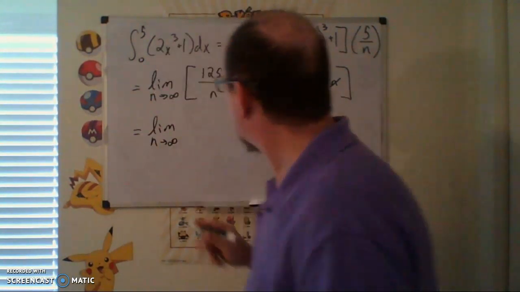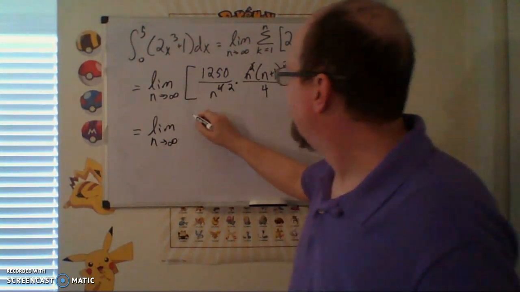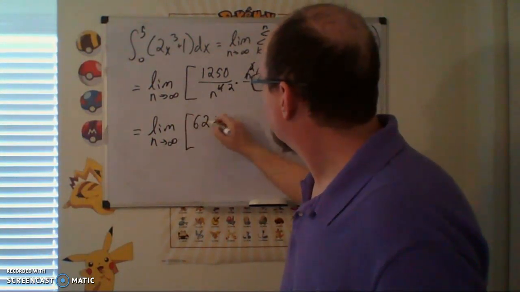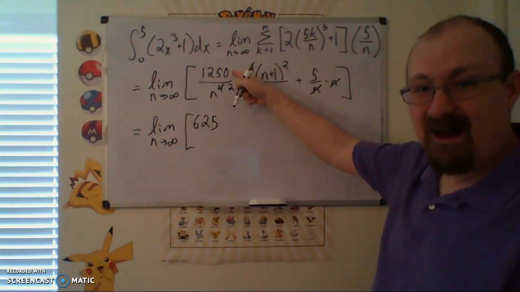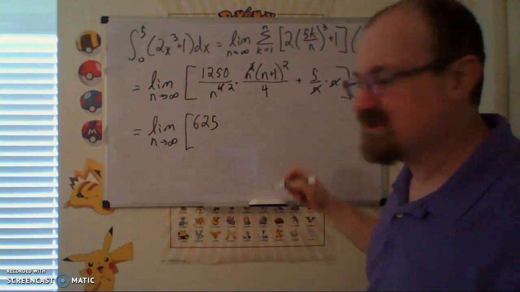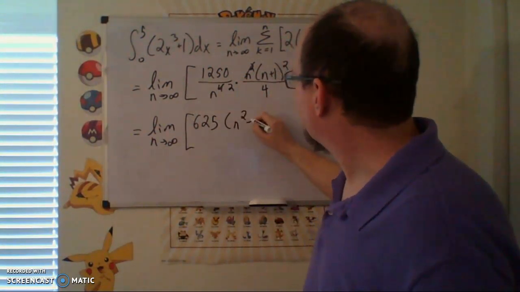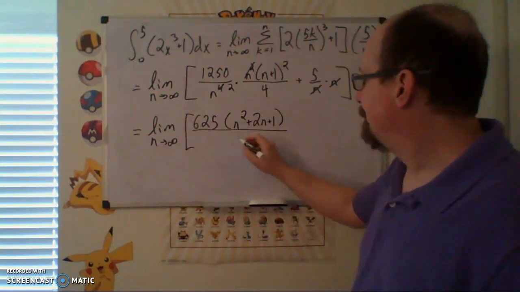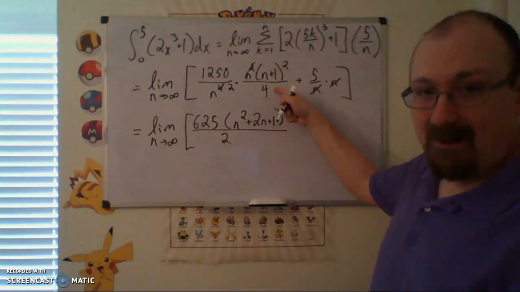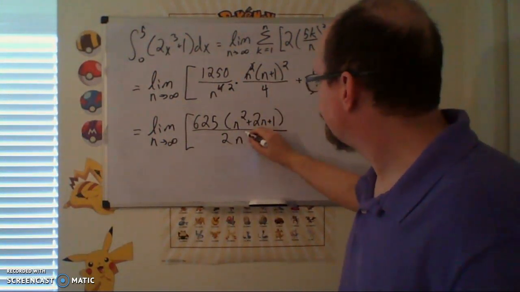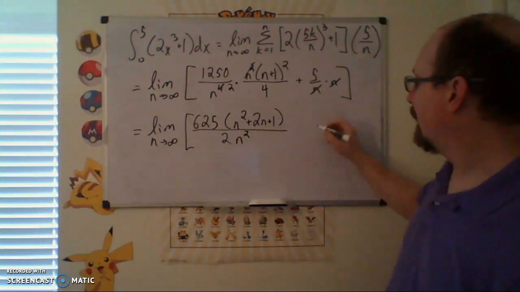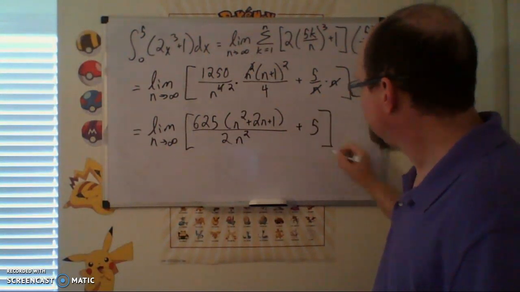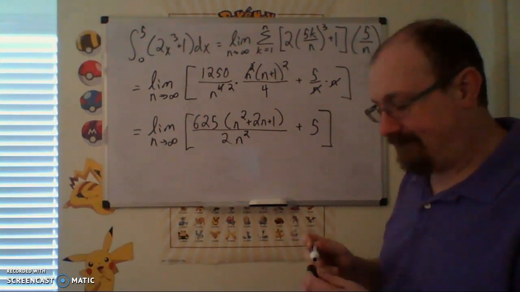Now, I'm going to expand some of this stuff. So again, 1250 divided by 2, when I cancel down here, gives me 625. I'm going to FOIL out the n plus 1 quantity squared. Let's see, 4 divided by 2 gives me a 2, and I get 2n squared there. And then in the back, I've got plus 5.